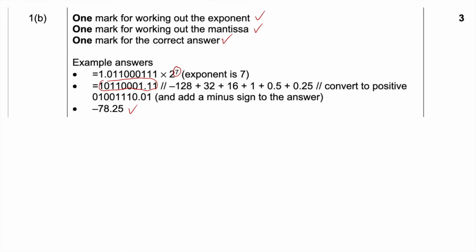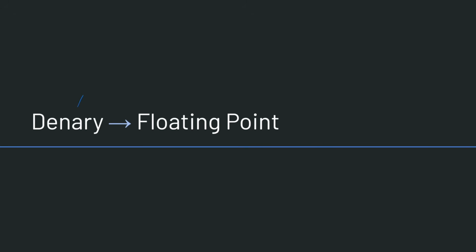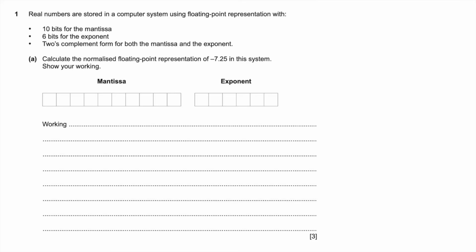So let's move on. Now let's take a look at converting from Denary to floating point. Right here in this problem, it says real numbers are stored in a computer system using floating point representation with 10 bits for the mantissa, 6 bits for the exponent. And we don't have to worry too much about 2's complement form, but we need to calculate the normalized floating point representation of negative 7.25. Actually, I'm going to switch to blue right here.